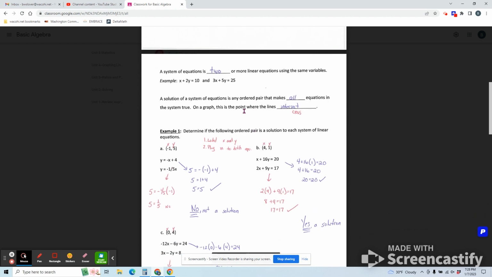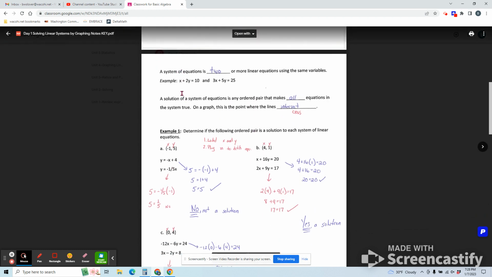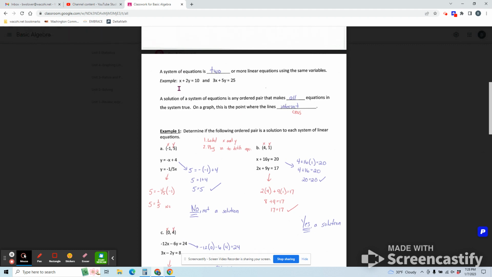So that's all to get us ready for the next few days. We're starting systems. So what is a system of equations? Well, a system of equations is 2 or more linear equations using the same variables. We are going to focus on just 2. There are more. You could have 3 or 4 or 5 or whatever the case may be, but we are only focusing on 2. So an example would be x plus 2y equals 10 and 3x plus 5y equals 25.